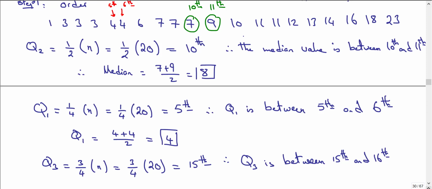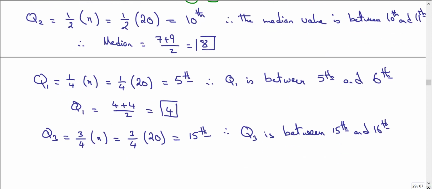So the 15th is 12 and the 16th is 13. So it's 12 and 13. So the mid value between 12 and 13 will be 12.5. You should know it, but let's do it anyway. You understand it's going to be the middle value between 12 and 13. That's 12.5. So these are the quartiles.